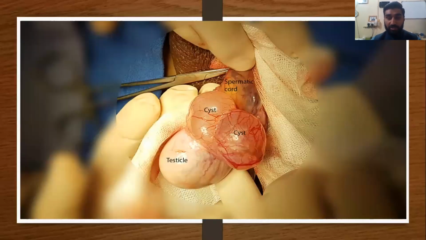This diagram demonstrates the testicle and two cysts in the head of the epididymis, and above is the spermatic cord.